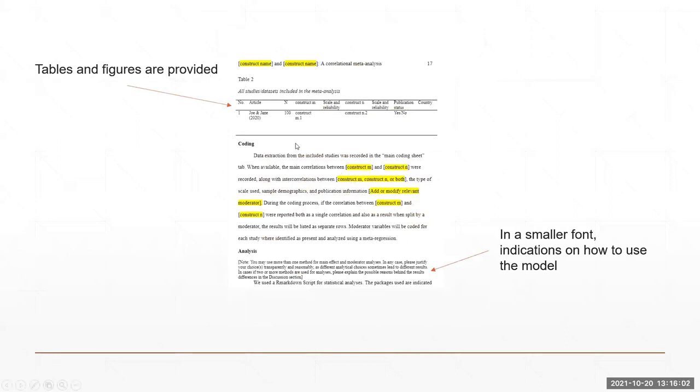For example, this table is a table of all studies that have to be included in the meta-analysis. You have the number of the study, the article, the number of participants, etc., etc. Figures are automatically made with the R Markdown scripts, so you just have to copy paste it. And then you have, in smaller fonts, indications on how to use the model.